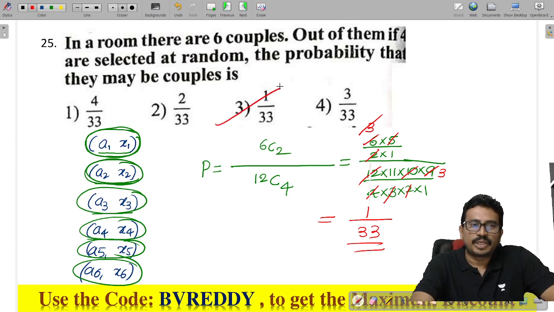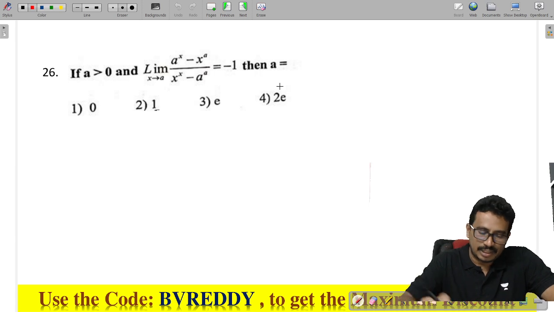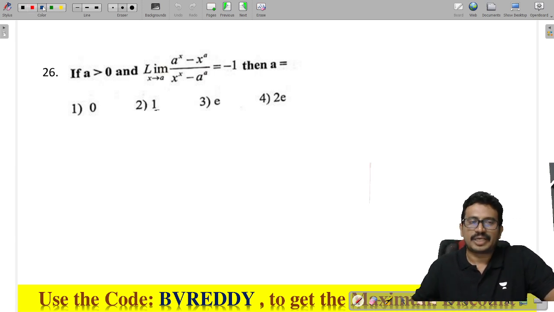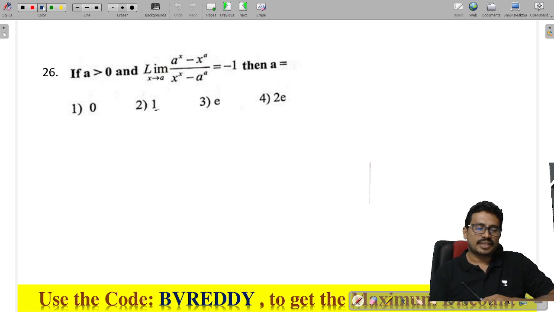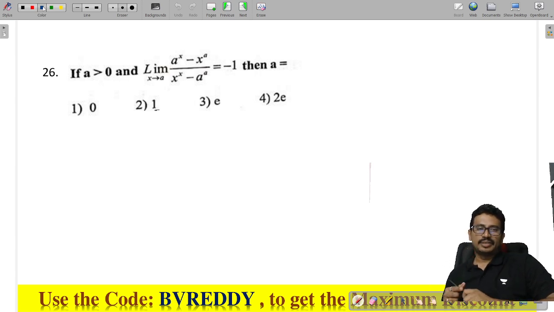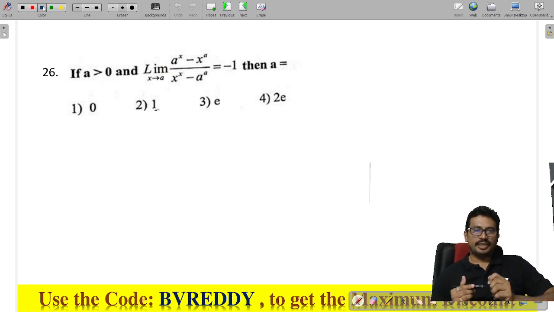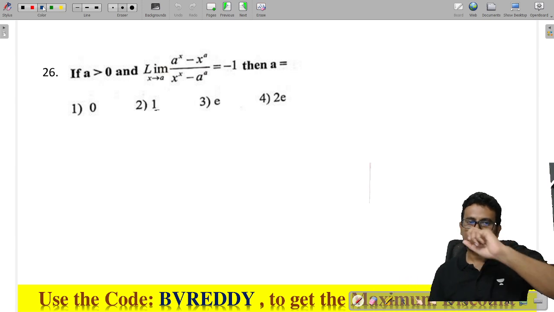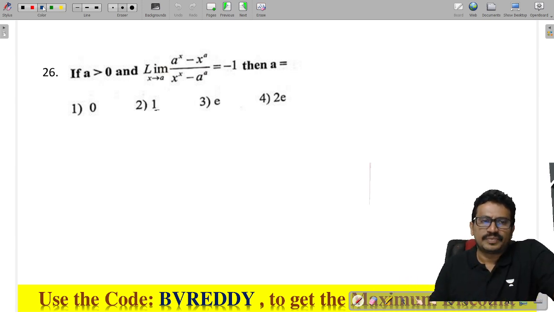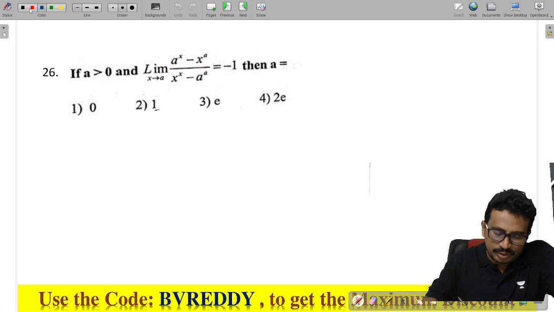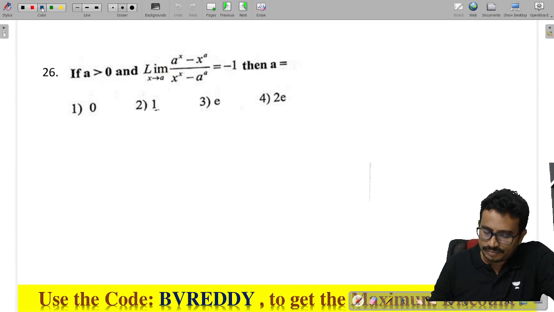Fine, the probability problems we have done now. Now let's enter into the calculus part. If a is greater than 0, limit x tends to a of a power x minus x power a by x power x minus a power a. If I directly substitute the value of a, we will get 0 by 0 form, undefined. So let's go for the L'Hospital rule.